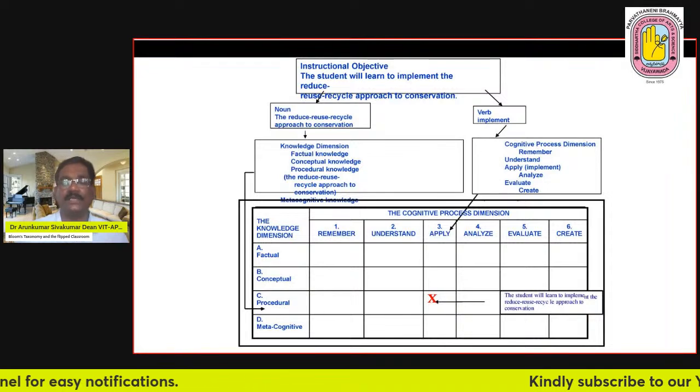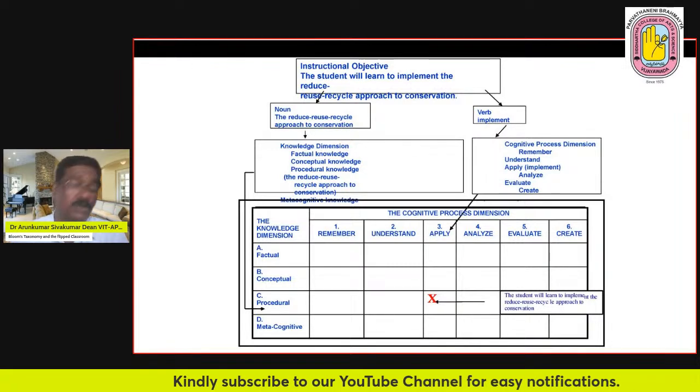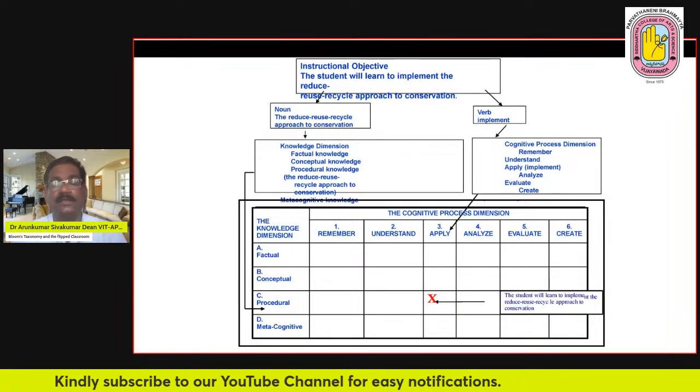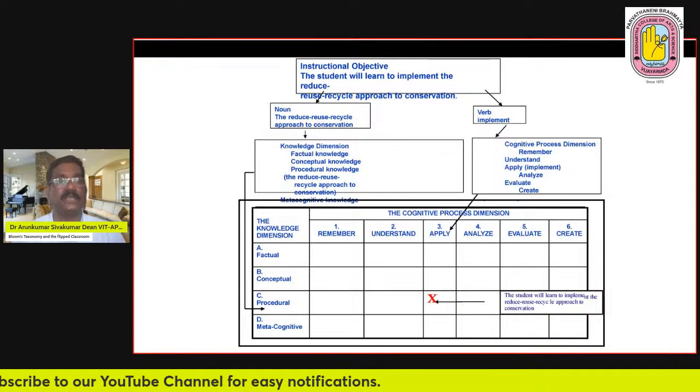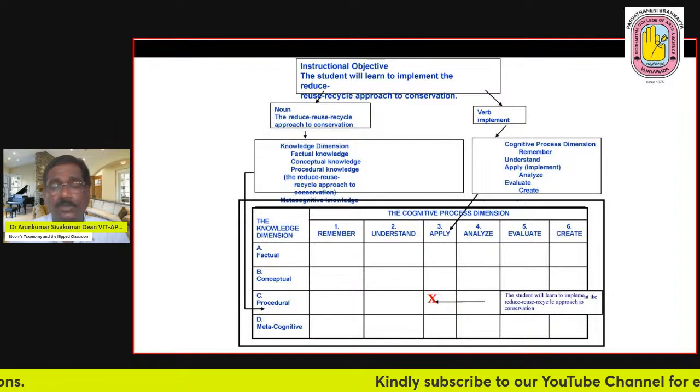So what happened? Application. And this application, what knowledge level is it, what knowledge dimension? It is at the procedural level. Are you clear about it? It is at the procedural level. Correct or not? So it is happening at the procedural level.